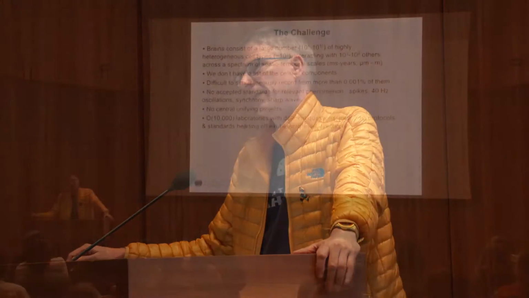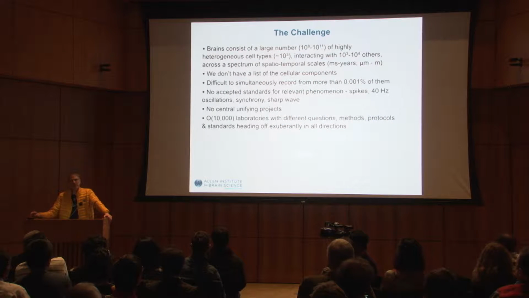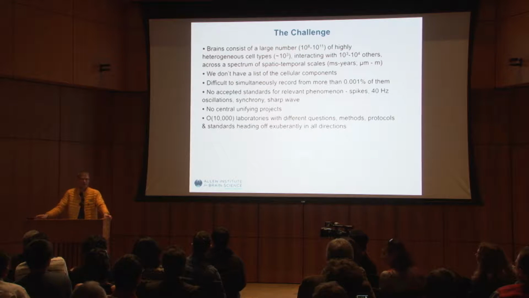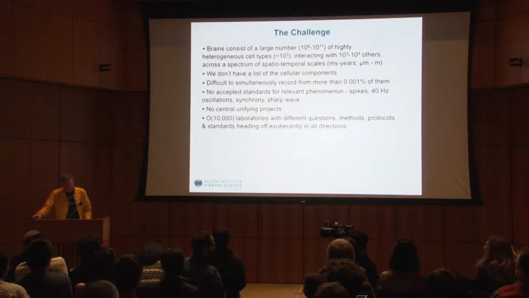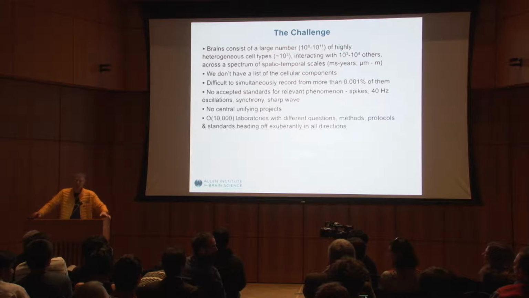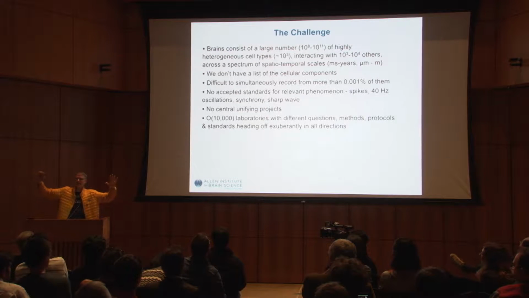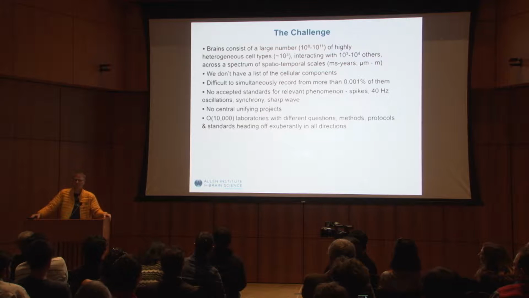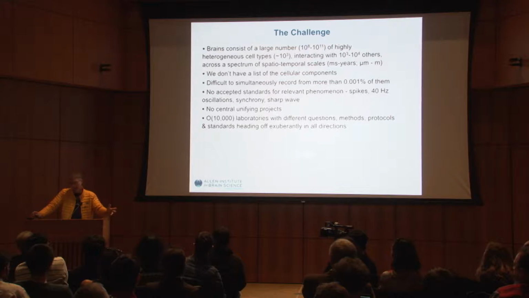There are no central unifying projects, unlike for example, astronomy. And there are on the order of 10,000 labs, roughly. There are roughly 60,000, 70,000 neuroscientists worldwide. They're constituted in these 10,000. Think of them as 10,000 independent contractors, because that's essentially what we are as academics. So there's 10,000 contractors, and of course, nobody ever wants to be told by anybody else what they should do, right? That's a great thing about being an academic.